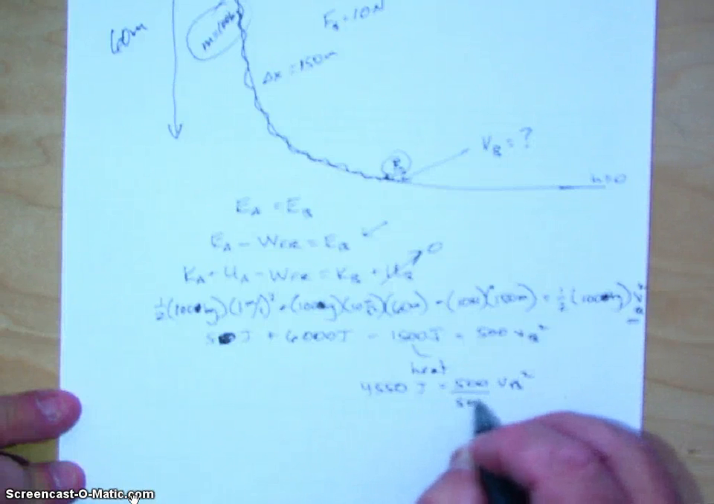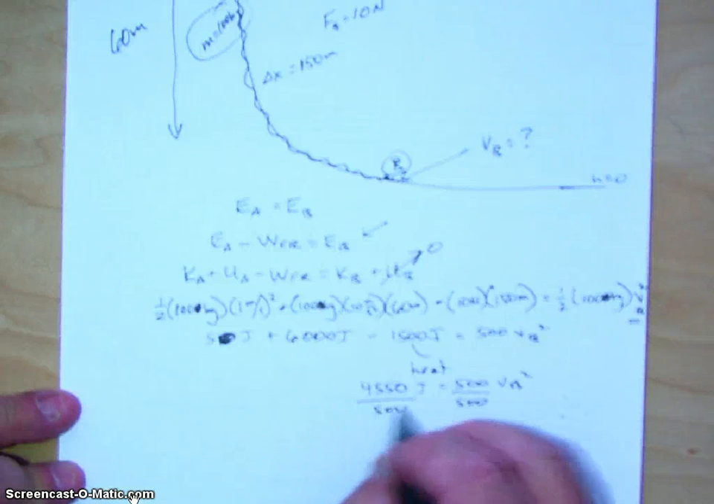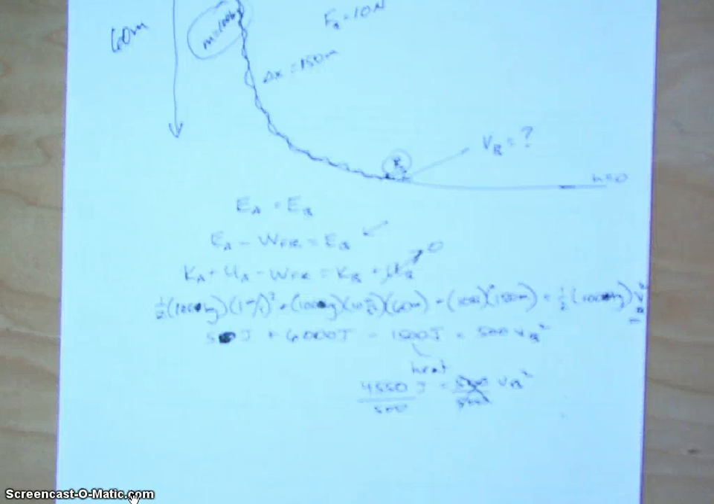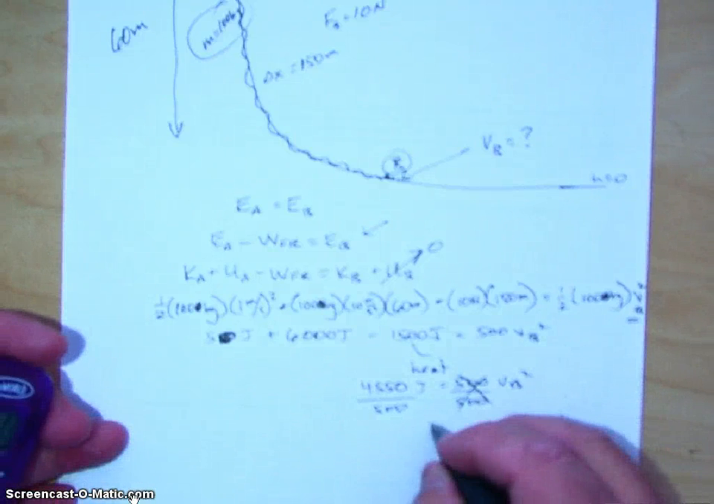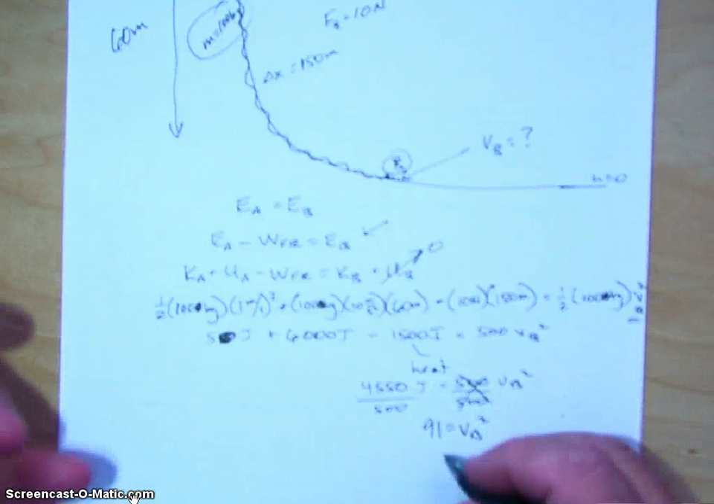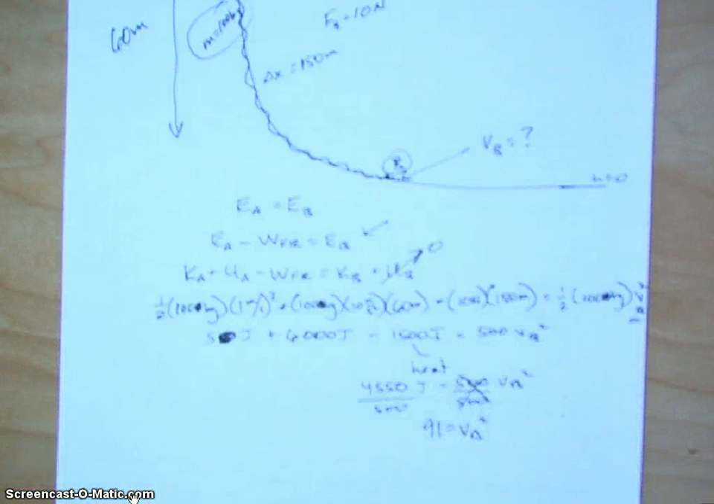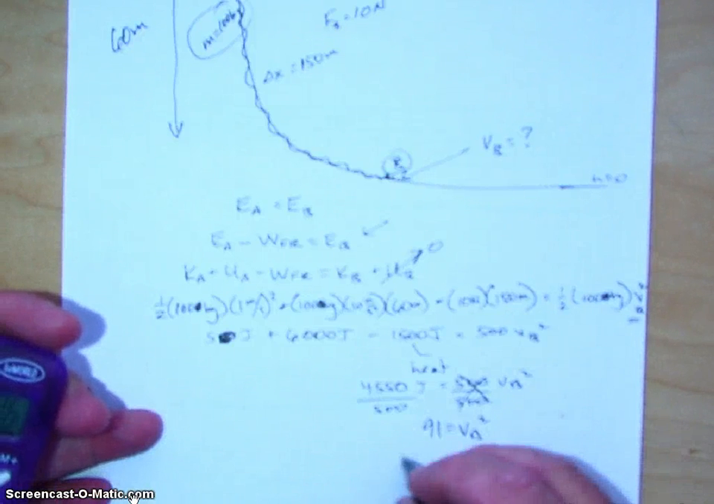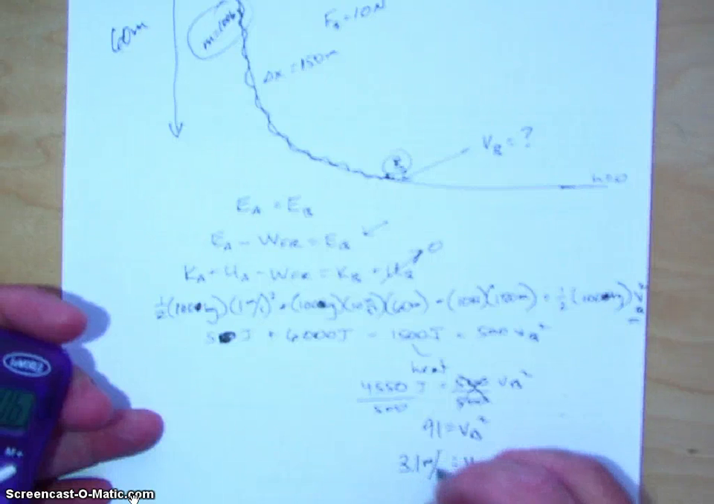Divide both sides by 50. 4,550 divided by 50 is a little bit over 90. We got a calculator to do that. And I got 91. So VB squared is equal to 91. So VB is going to be the square root of that. So VB is equal to 9.5 meters per second.